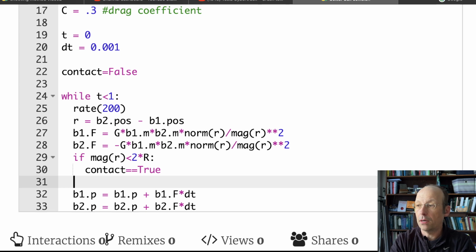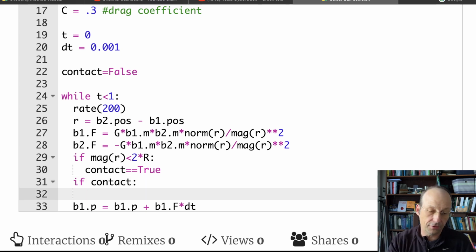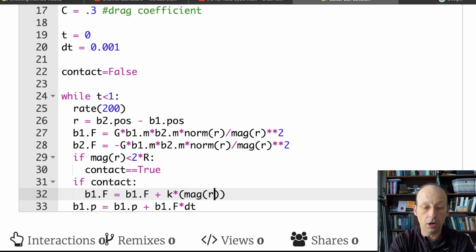And now, if contact is true, I know this seems a little weird, but I can say if contact, because it's a Boolean variable. You can say if contact is equal to true, or you can say if contact. If contact, then I want to calculate the force. B1.F equals B1.F plus K times mag R minus 2 times R times norm R.